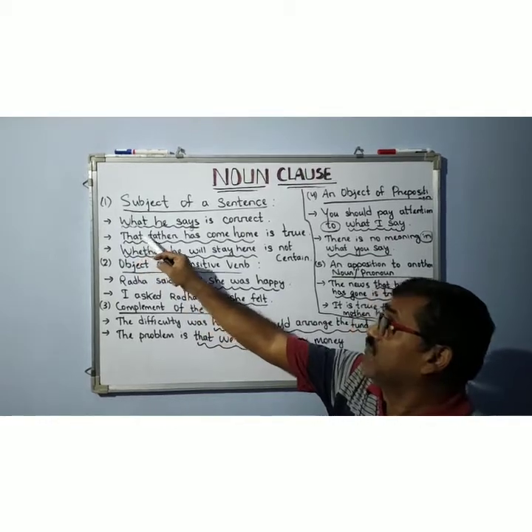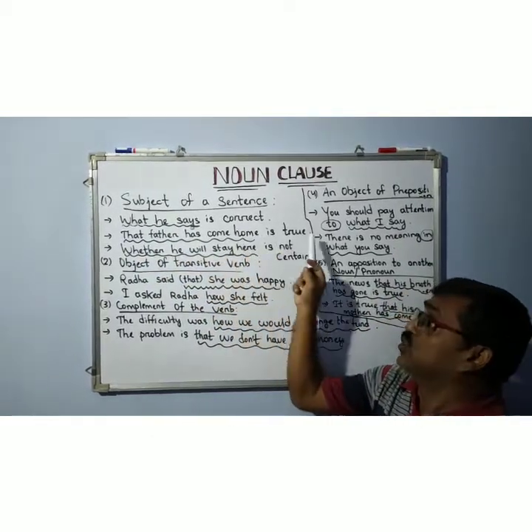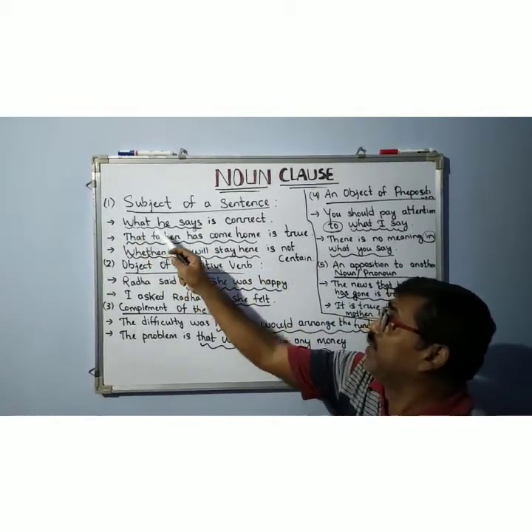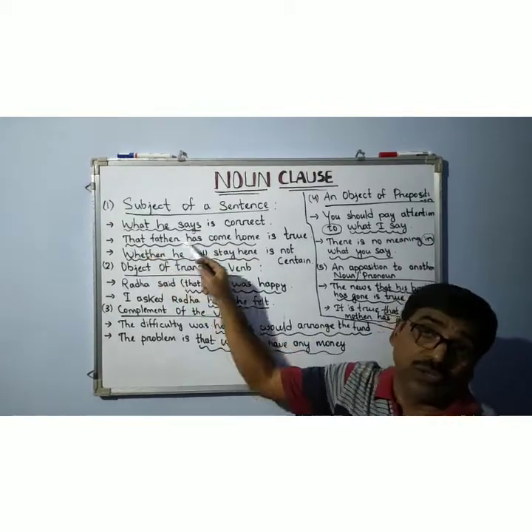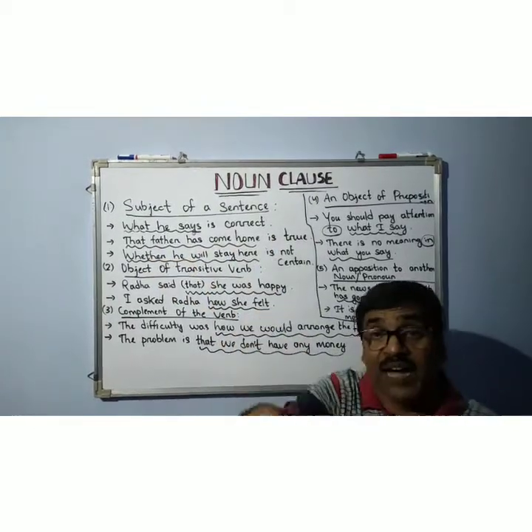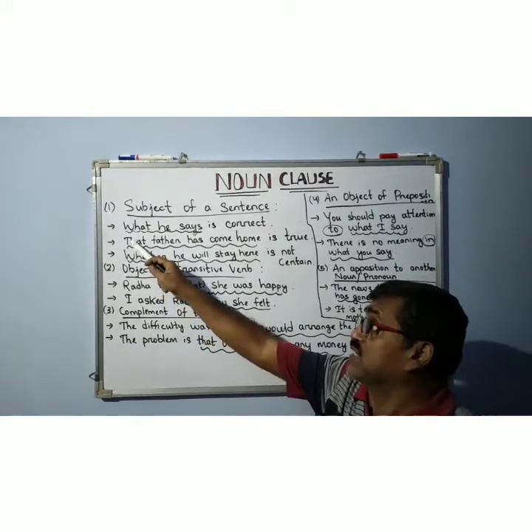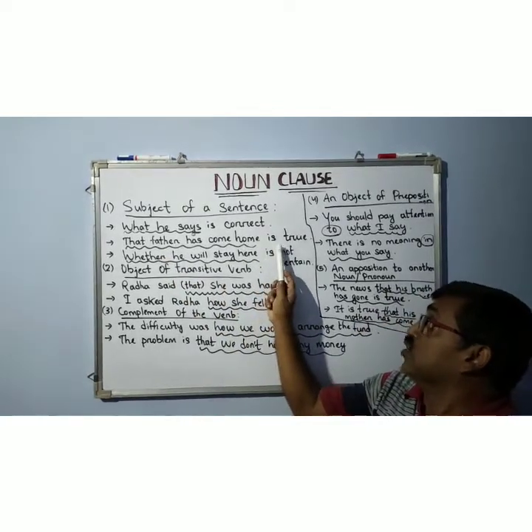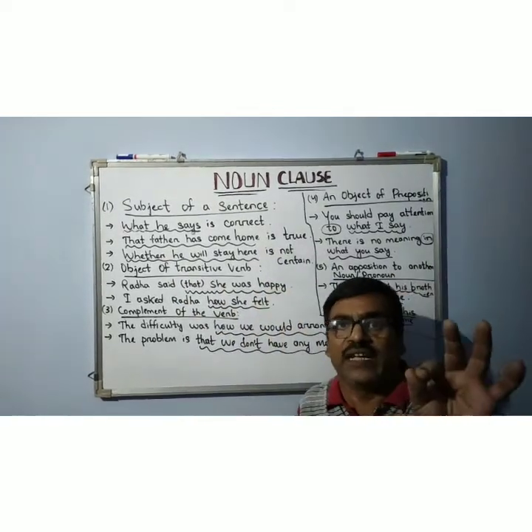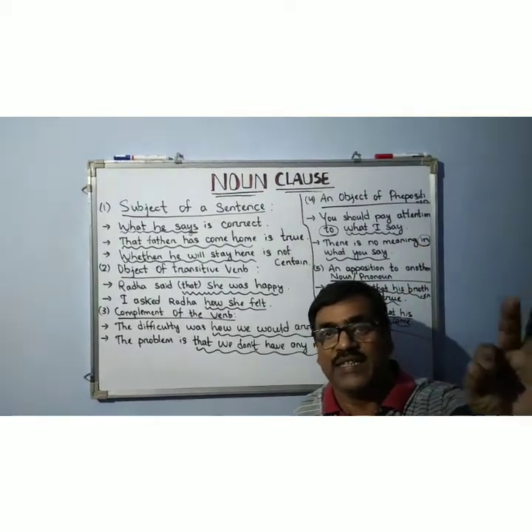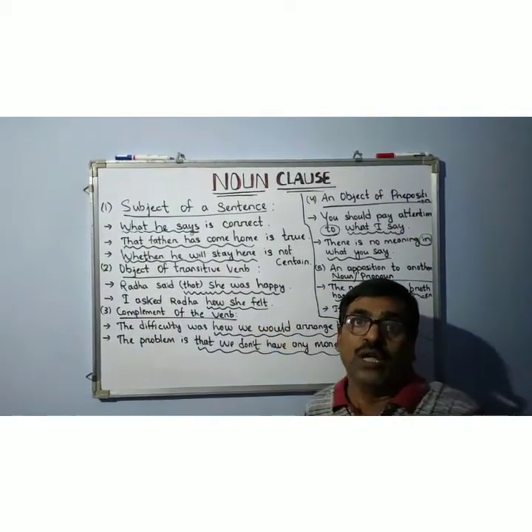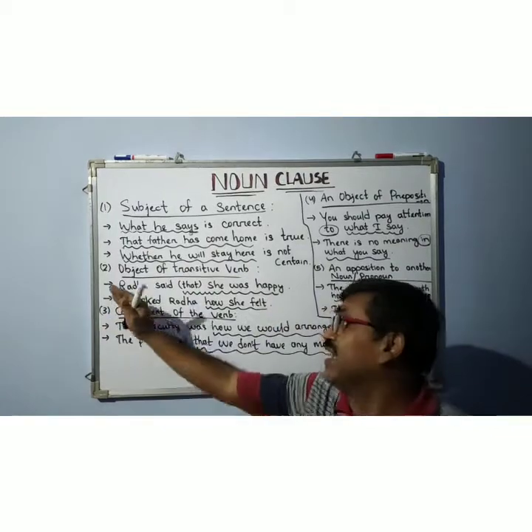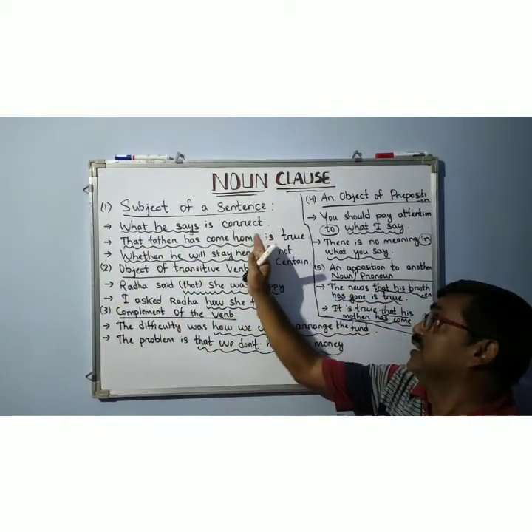The second example is that the father has come home is true. Here that the father has come home is the noun clause, because the noun clause also starts with the word that. Your main clause is true. There is a silent word: it is true. Generally we say it is true that his father has come. So here it is written that the father has come home is true.